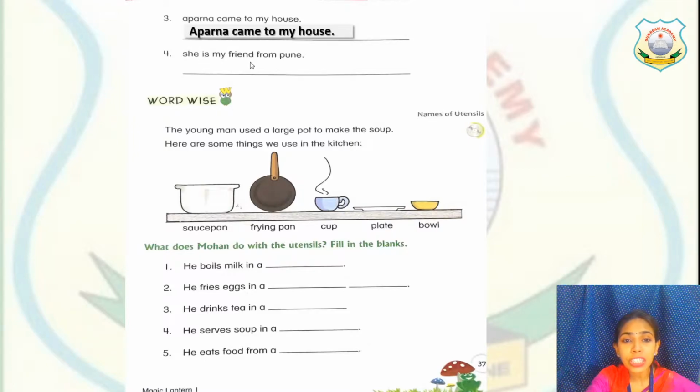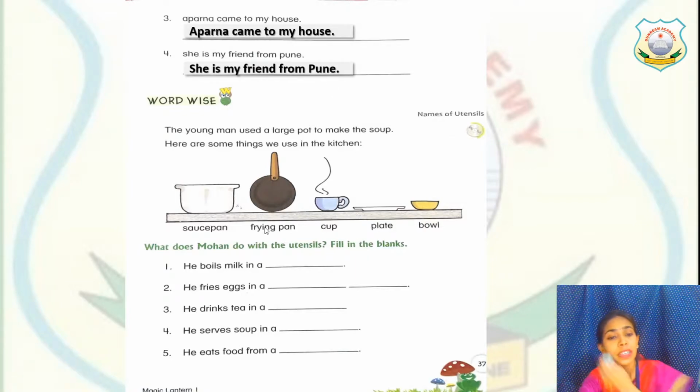Now this one. She is my friend from Pune. So here the first letter she will be in capital. But apart from S, some other word also has a special name. Which word is it? Pune, because Pune is the name of a city. It's a special name. So Pune's P will also be in capital, right? So the correct answer is she's S will be capital and Pune's P will be capital. She is my friend from Pune. Full stop, right? Now here, very important, right?